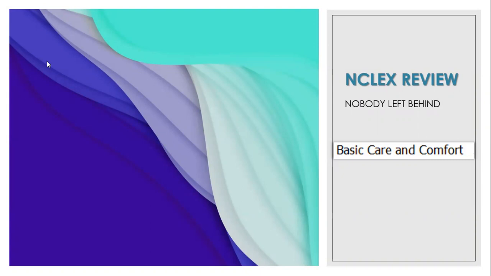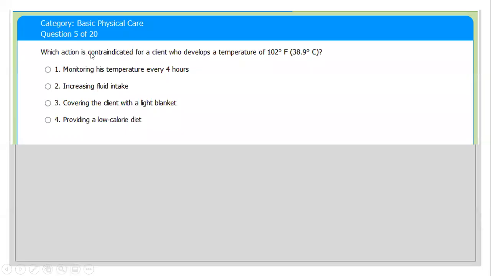The first question: which action is contraindicated for a client who develops a temperature of 100.2 Fahrenheit? In Celsius, 38.9 degrees Celsius. So my patient has a fever or hyperthermic condition, and the examiner is asking which is contraindicated.